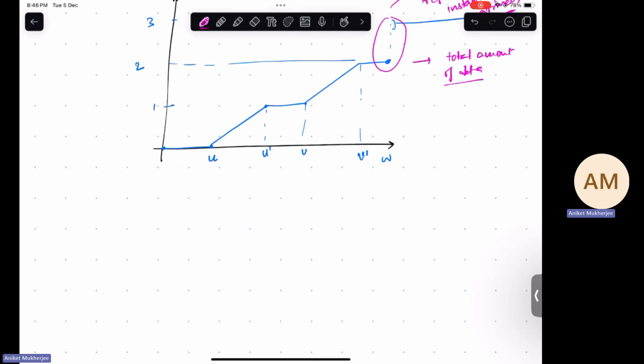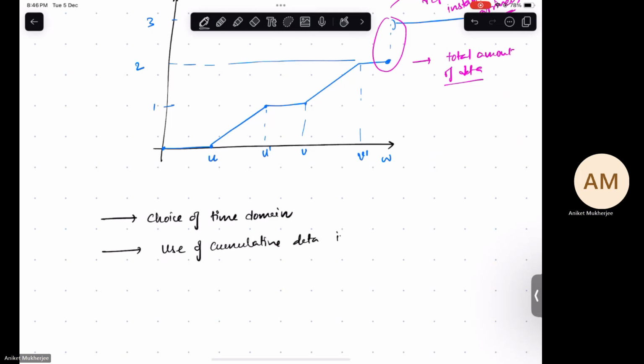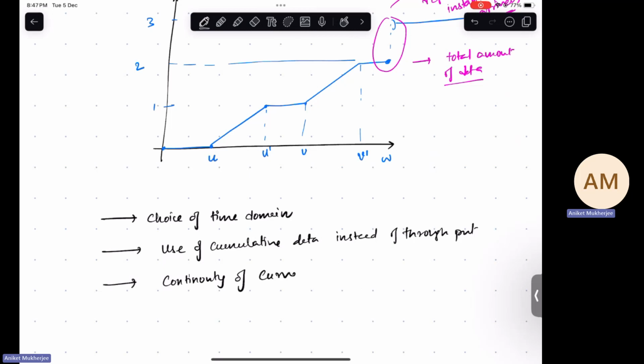After this, there are three major points that we want to discuss while modeling. One is the choice of time domain. The next is the use of cumulative data instead of throughput, right? The third is continuity of curves.